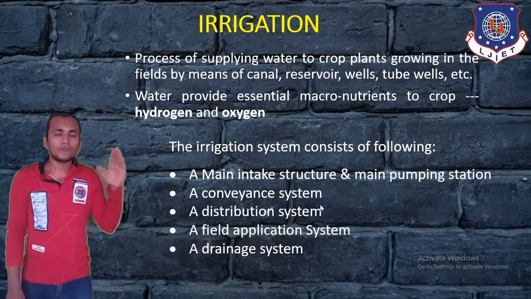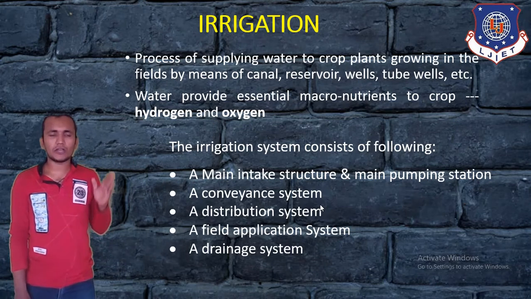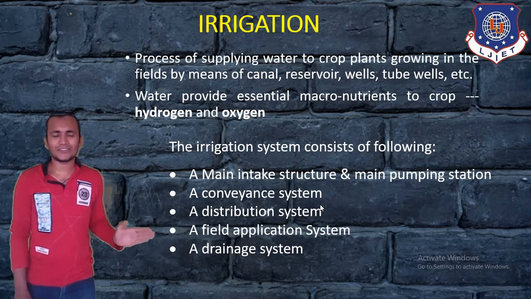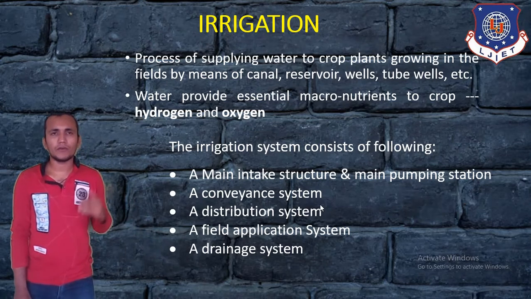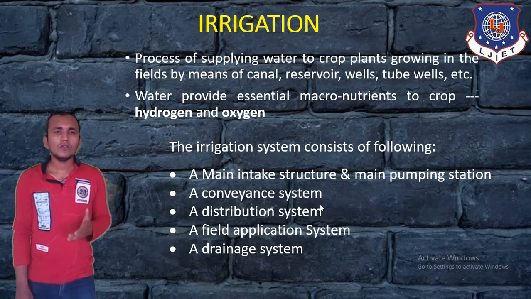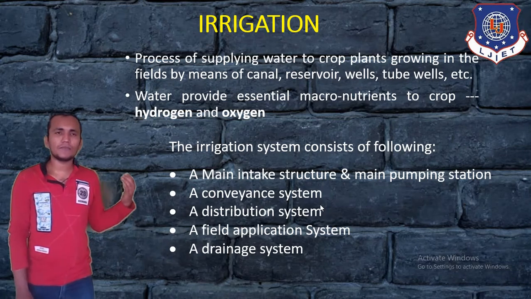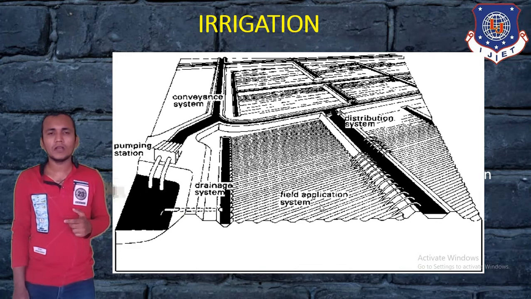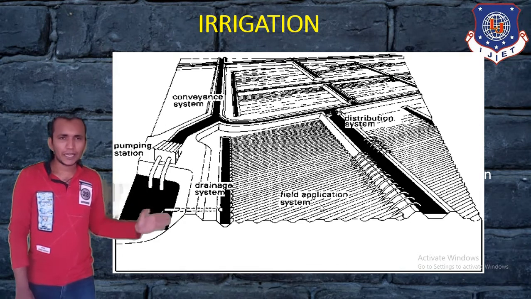Here there are 5 different blocks: main intake structure and pumping station, then conveyance system, distribution system, field application system, and drainage system. So there are 5 blocks for the irrigation system. Now we have to discuss each block one by one. Before that, you can see the picture of the irrigation system. Here you can see the main intake system.